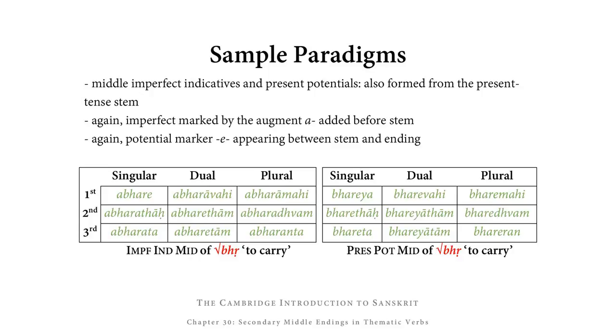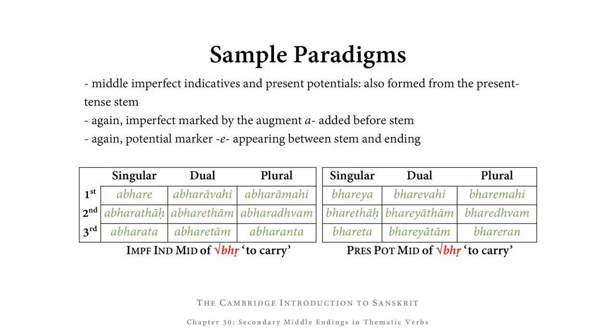So abhare, abharathās, abharata. Then in the dual, abharāvahi, abharethām, abharethām. Notice we have the stem final vowel a lengthened to ā in the first person, so abharāvahi. And then in the plural we have abharāmahi, again with the a being lengthened, abharadhvam and abharanta.